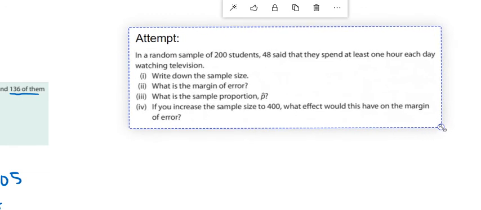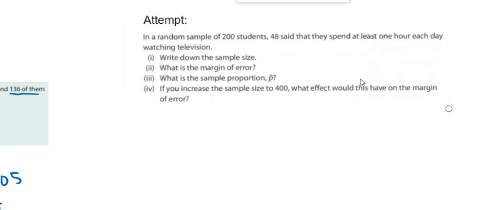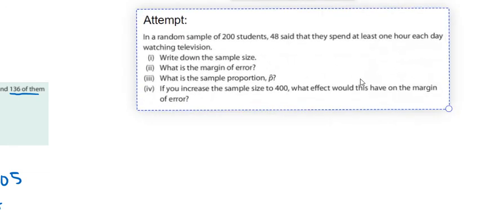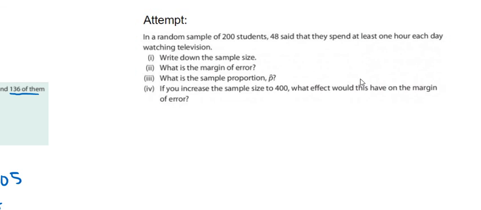So here's another one, if you want to pause the video and have a go at it. 200 students are the sample size, and 48 said that they spend at least 1 hour each day watching television. If you want to have a go at each of those 4 questions, just pause the video and then play it on, and I'll go through the answers.